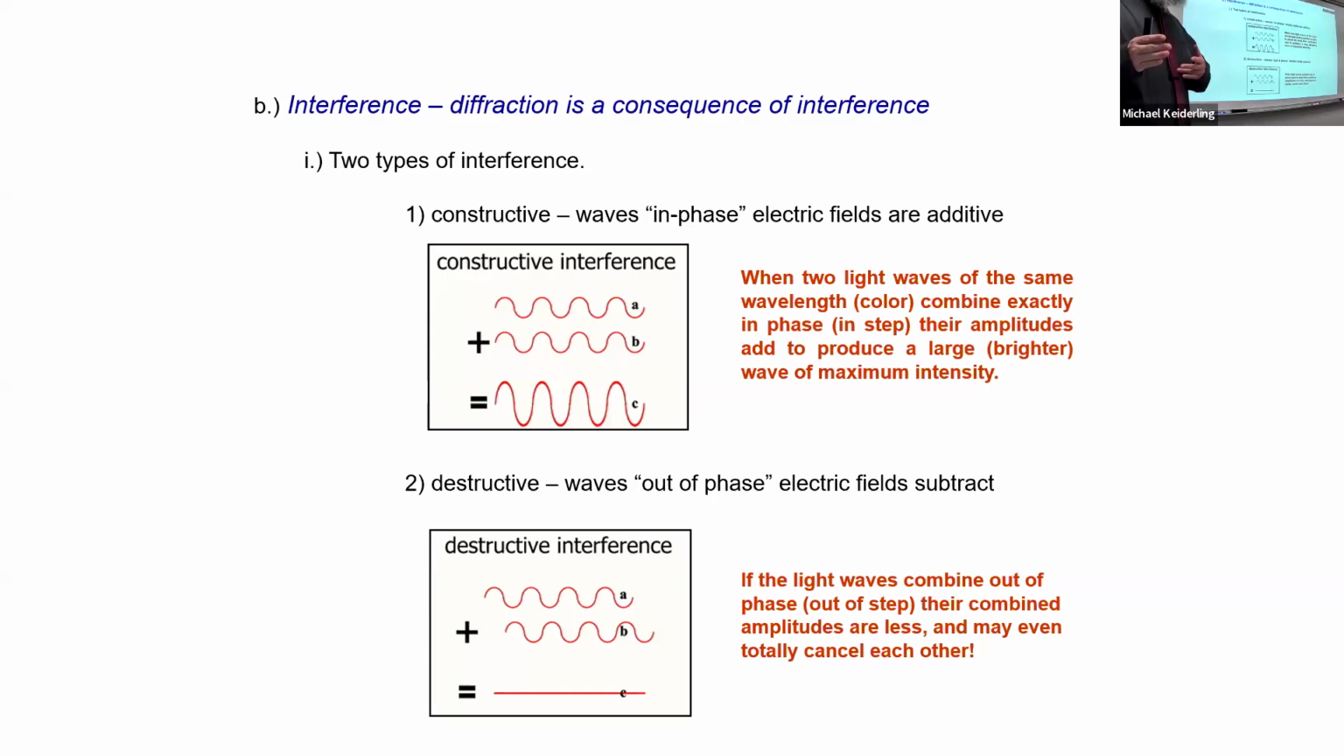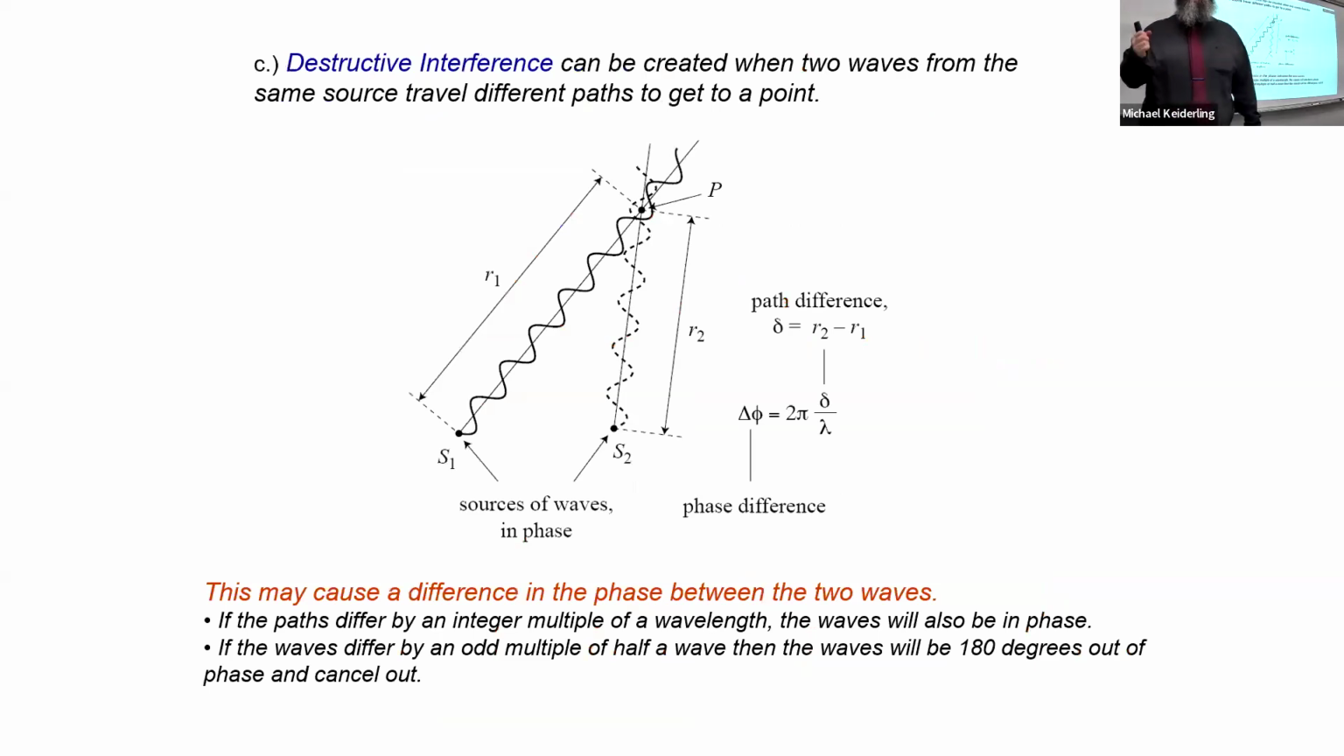Because if you have different distances, this can filter. This is how blue eyes become blue, and other things like that. Destructive interference can occur when two waves from the same source travel different paths to get to a point. And if those paths differ by half a wavelength in length, they will cancel. If it's a whole number of wavelengths, they'll add up. And this principle of interference, based on the path difference, is used in a lot of things.